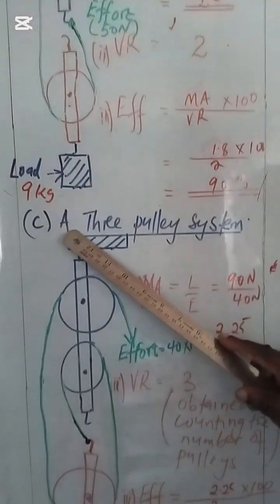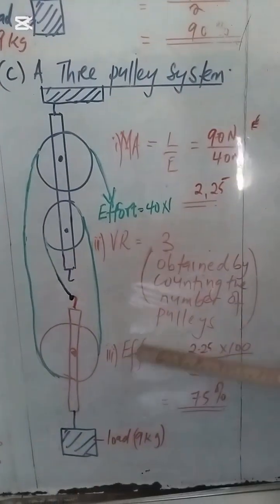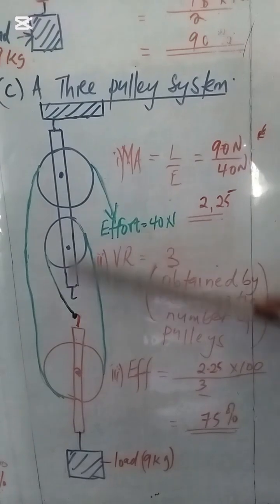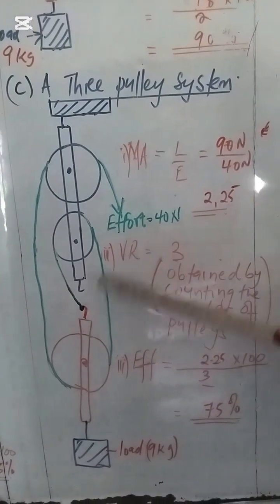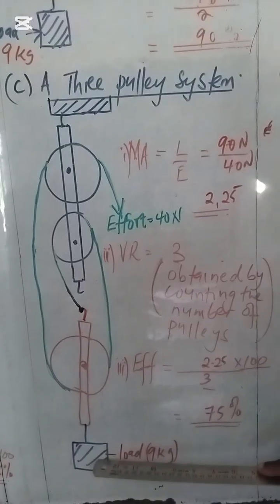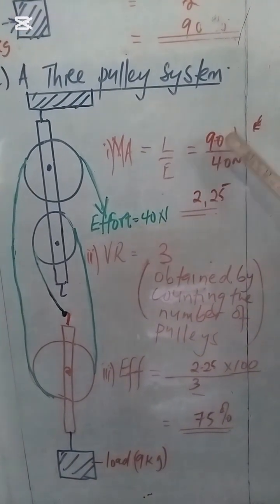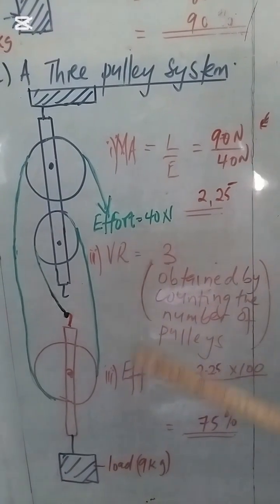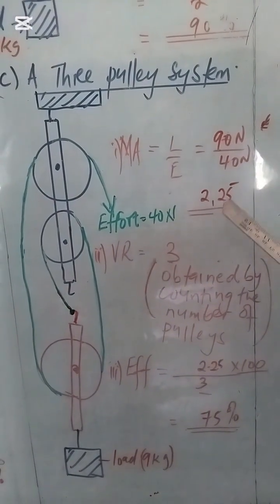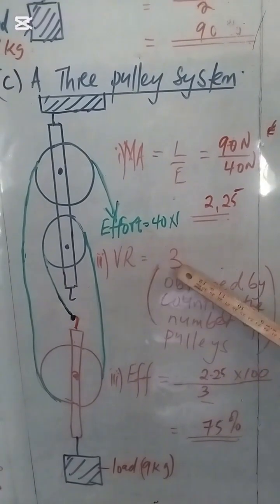Then the third type is a 3-pulley system. A 3-pulley system has got 3 pulleys. Look, the blue ones are fixed, while the one which moves with the load is in red color. MA is load over effort, 90 over 40. Effort is 40, load 90, which is 9 kgs times 10. We get 2.5. VR is 3.